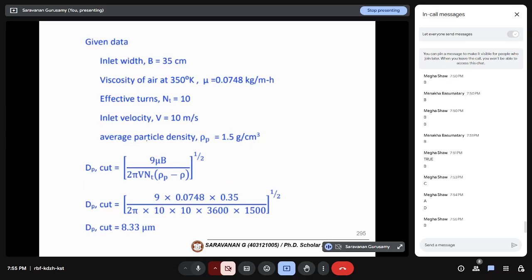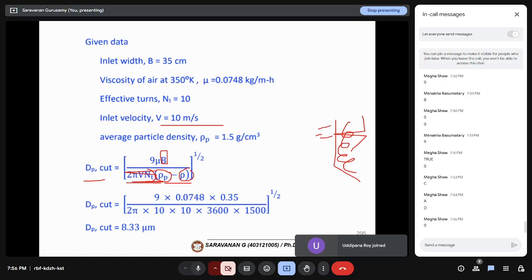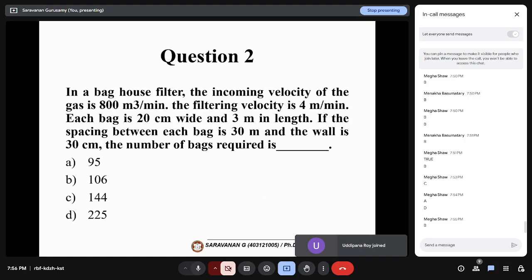So what is the formula for cut diameter? 9 mu b by 2 pi b nt, and rho p minus rho. It's the density of the particle, density of the air, and nt is the number of turns happening in the cyclone separator. You all know it's coming. It's a circular motion, and 2 pi b is also known as the inlet velocity. B is the width of the entry. So here, if it is entering, what is the width of the entry? You all know, we can solve it.